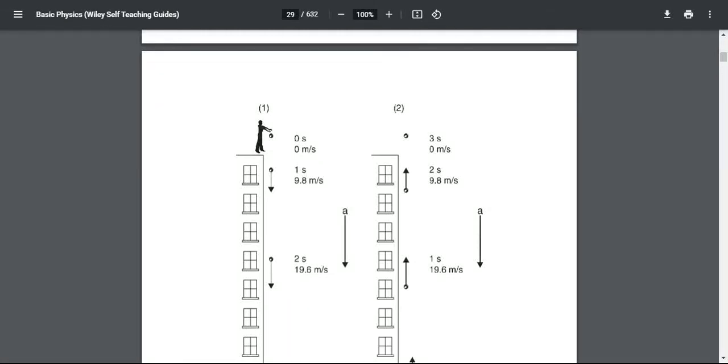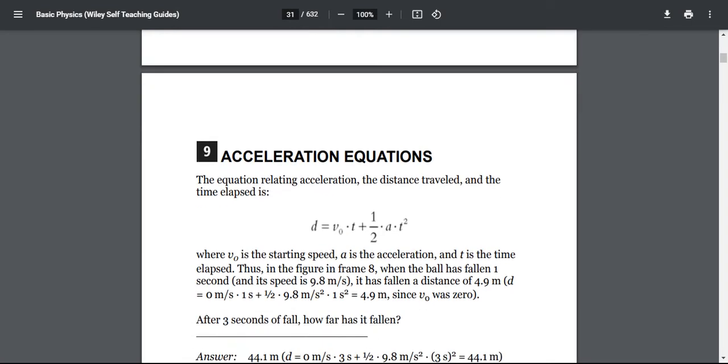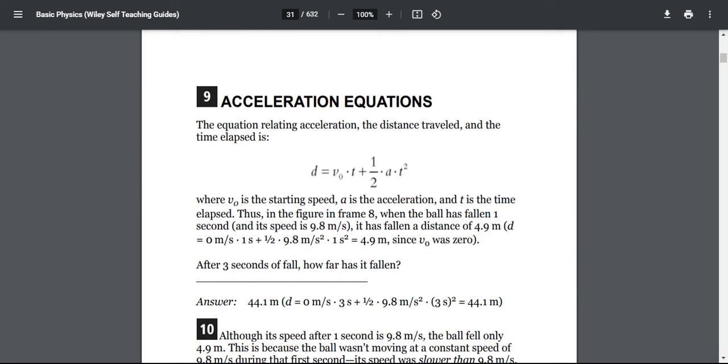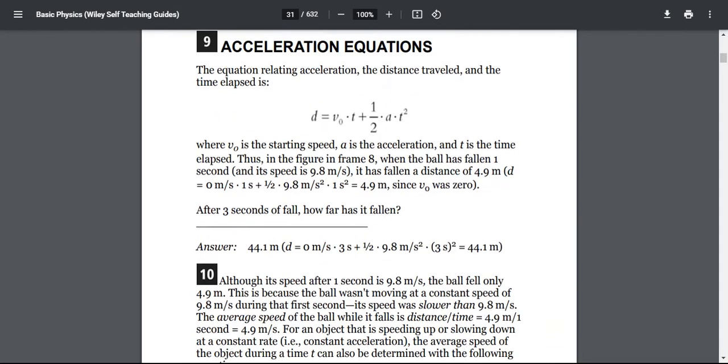Hello, welcome back to the physics lecture. In the previous video we saw an acceleration equation. If you missed the previous video, don't worry, because in this video I'm going to summarize all of that and cover a new concept. For example, we left off from here, I think.